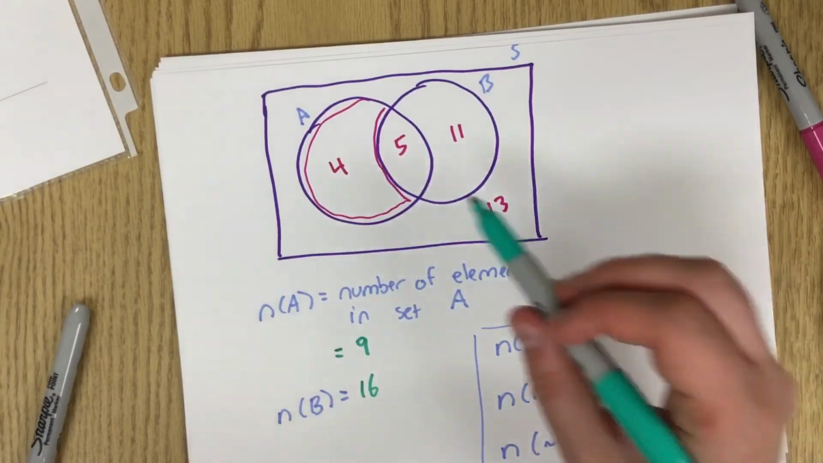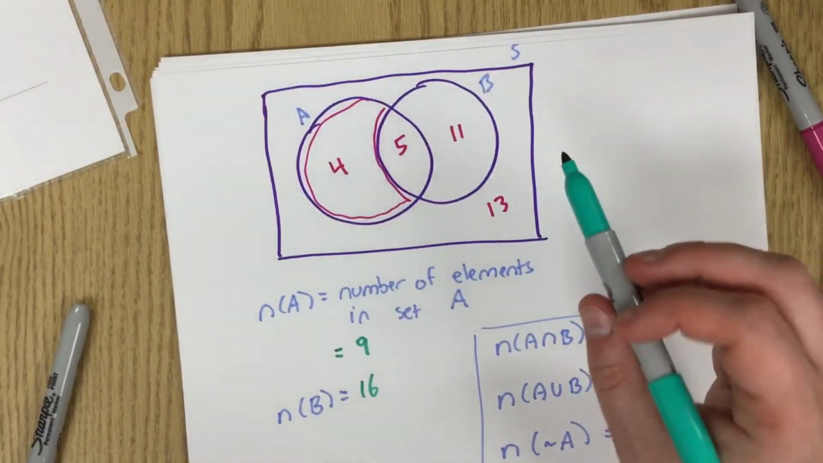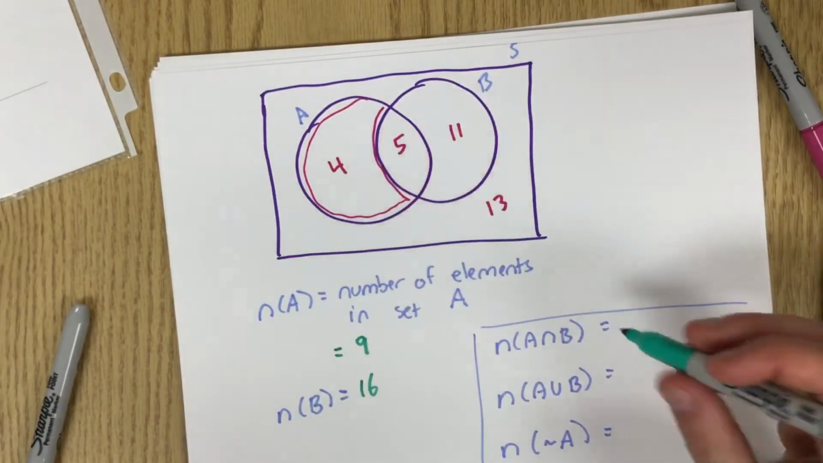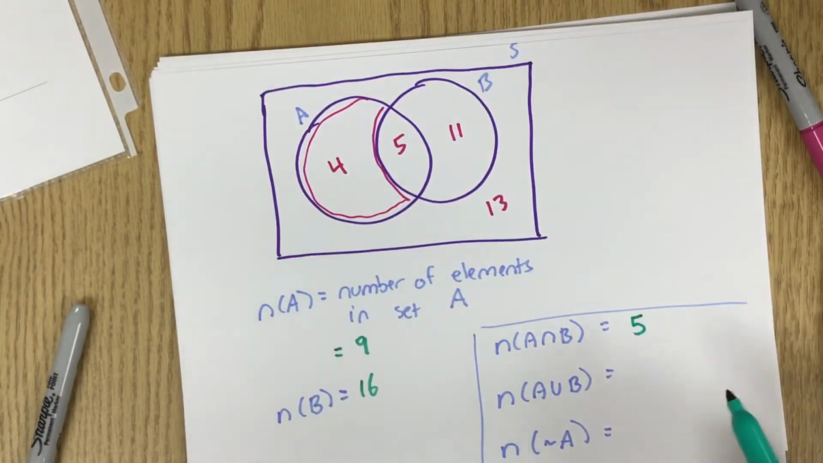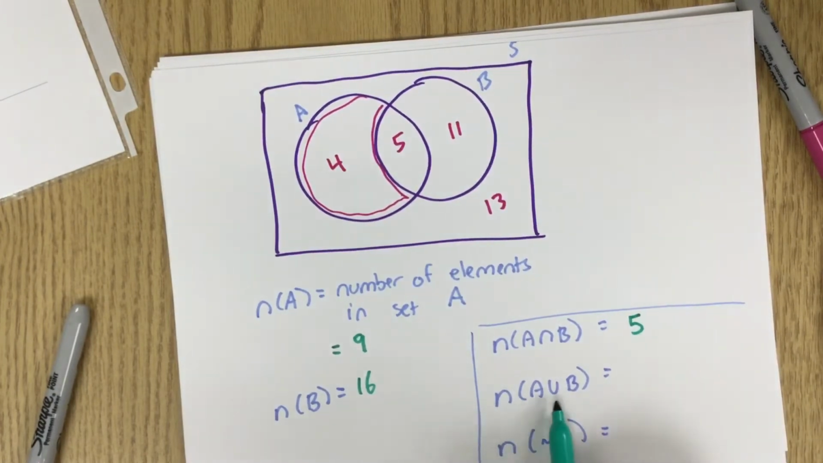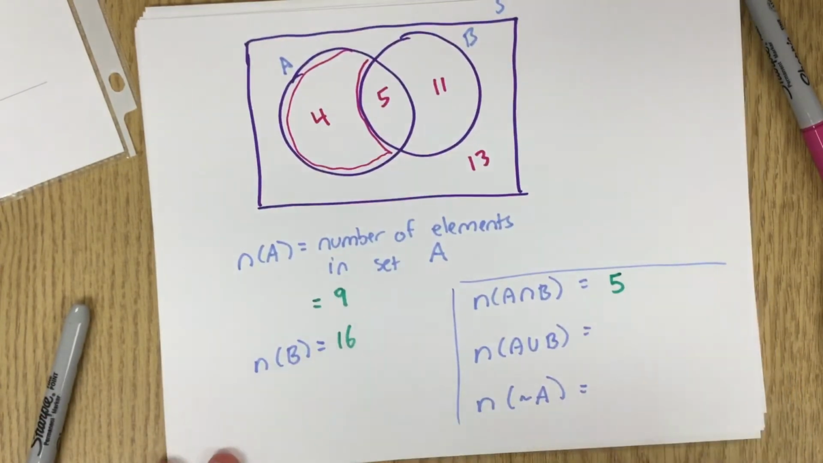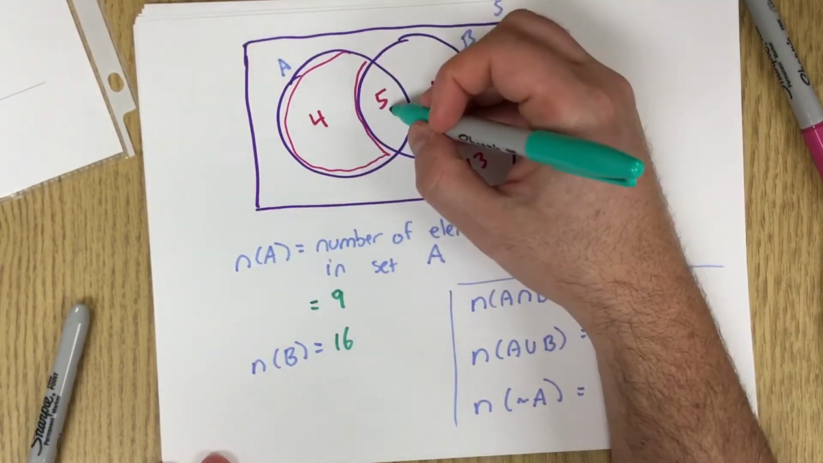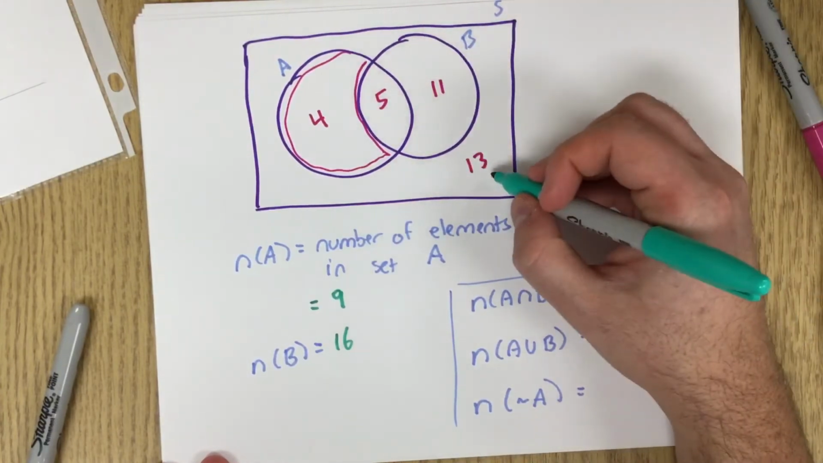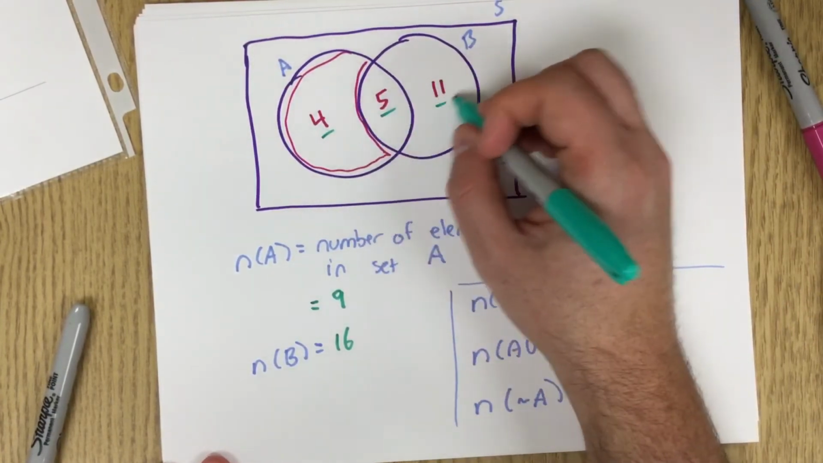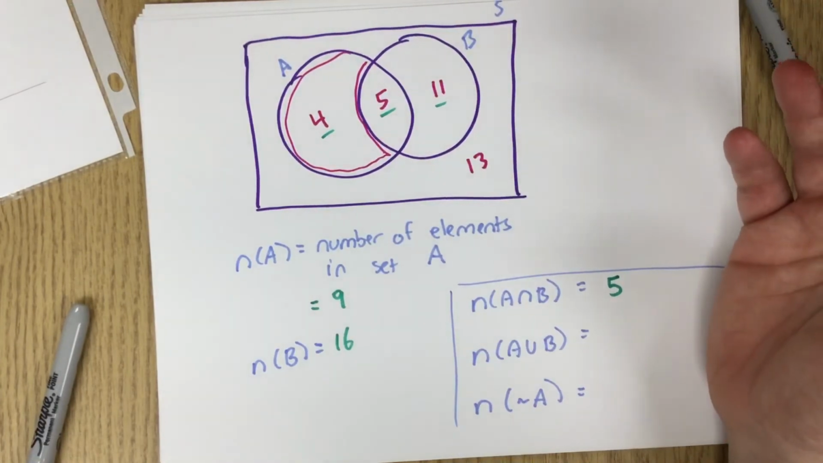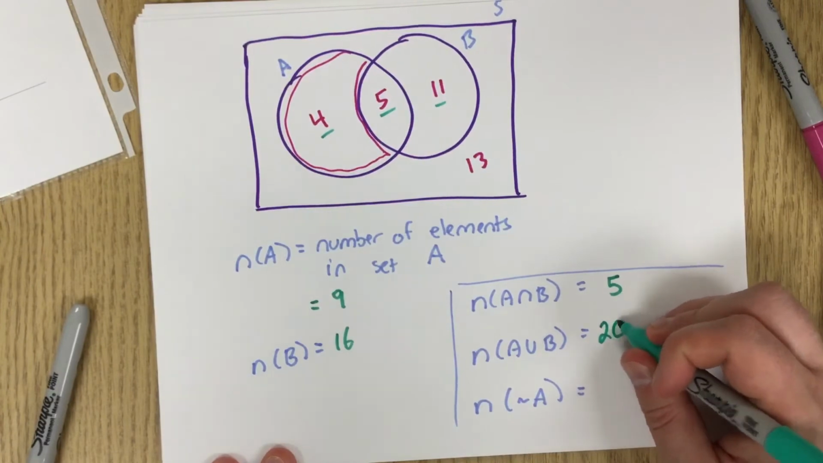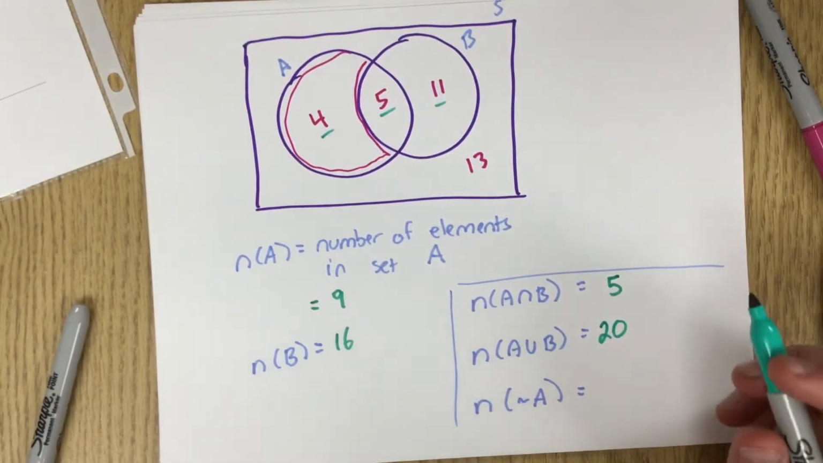So the number in A and B, it's got to be in A and in B, so that's and. This is the only thing that's in A and B. So that's going to be 5. This is the number in A or B. Or means it's in at least one of them. That's in A, that's in at least one. That's in at least one of A or B. That one's not. So these are the ones that are in A or B, and so there's a total of 20 things that are in A or B.